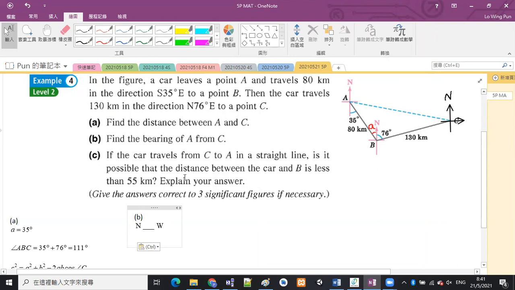The angle should be the angle between the line and this direction. That is the north direction. Okay? Angle between the line and the north direction will be this angle. Can you see this? Okay? So the required angle will be this one. Let me call this theta. How to find this one? How to find this angle?